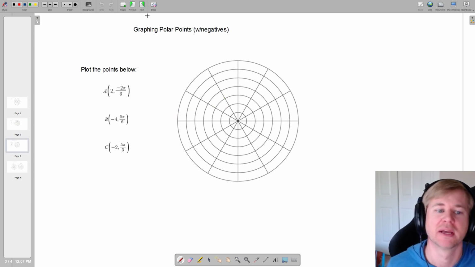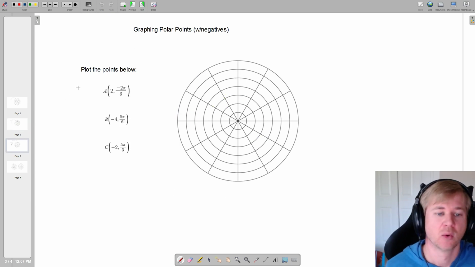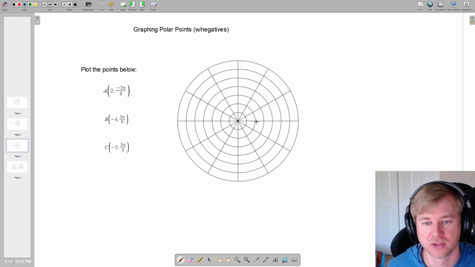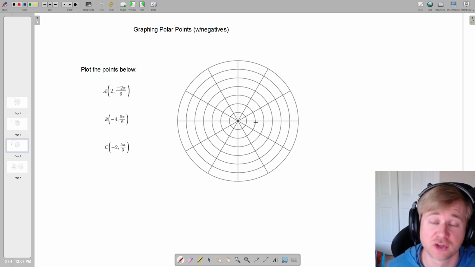Those are when they're positive. That's pretty straightforward. Let's talk about the weird stuff, the negatives. When the radius is positive, it's not that big of a deal. This is going to be the same thing. So I'm on the second ring, 1, 2, and then I'm going to go to -2 pi over 3.